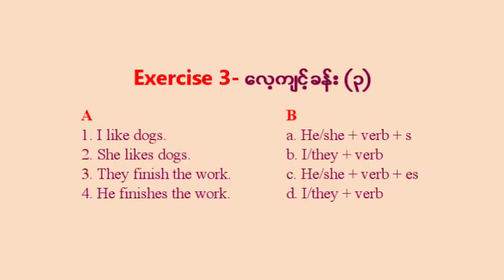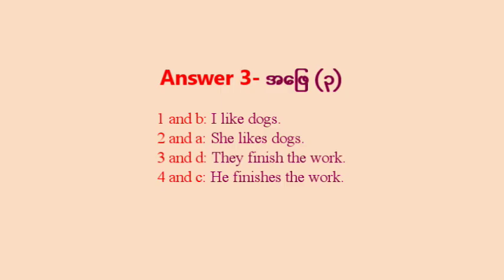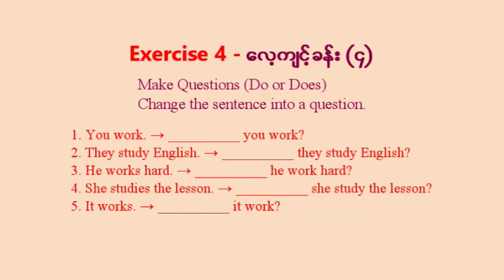Exercise 3. Match the sentences. Match A with B. Answer 3. 1 and B, I like dogs. 2 and A, she likes dogs. 3 and D, they finish the work. 4 and C, he finishes the work. Exercise 4. Make questions, do or does. Change the sentence into a question.